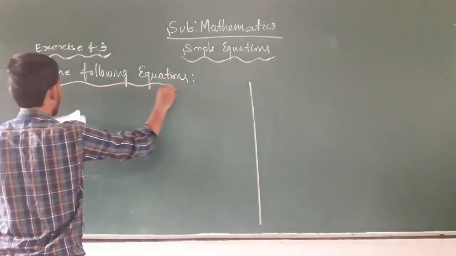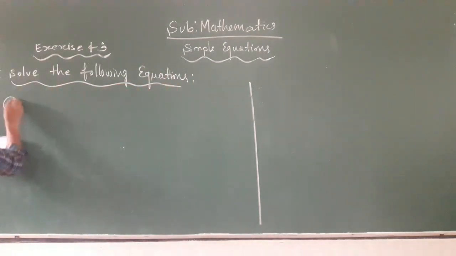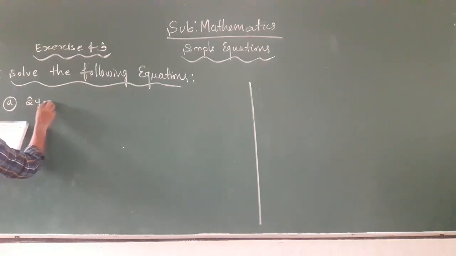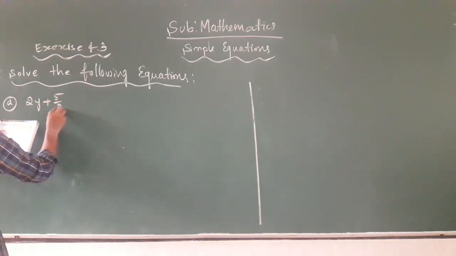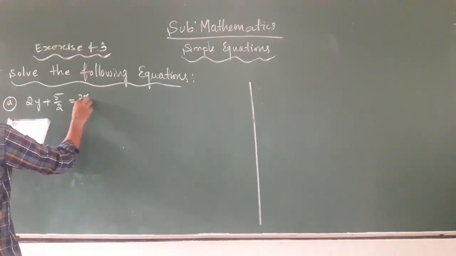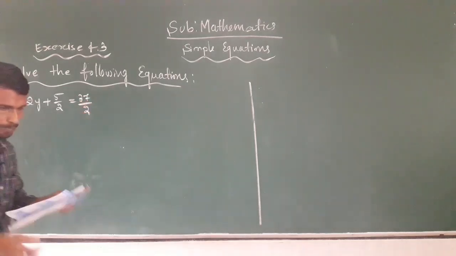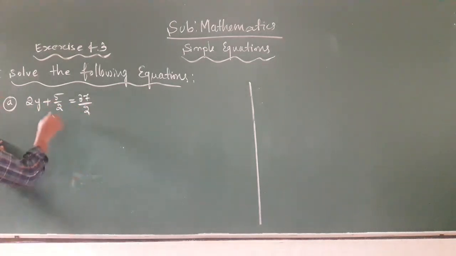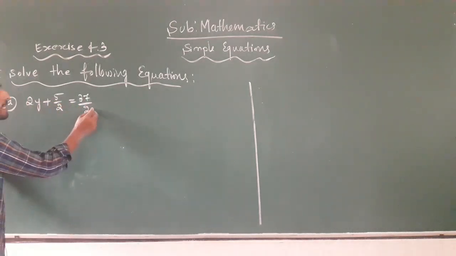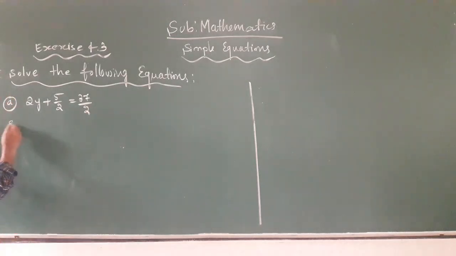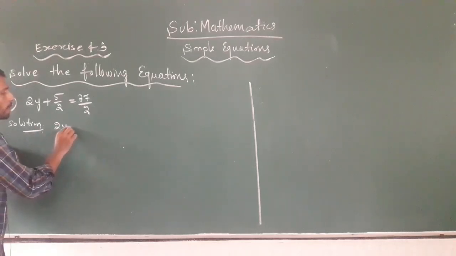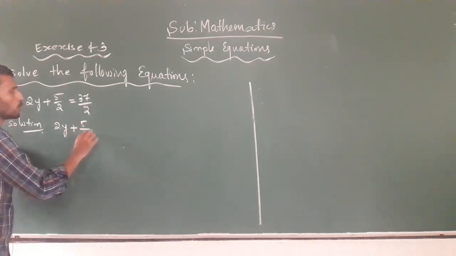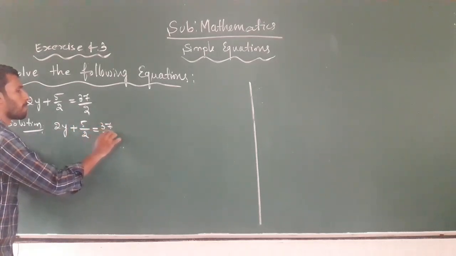First one, 2y plus 5 by 2 is equal to 37 by 2. Dear student, this is the LHS and this part is RHS. Let's see the solution. 2y plus 5 by 2 is equal to 37 by 2.